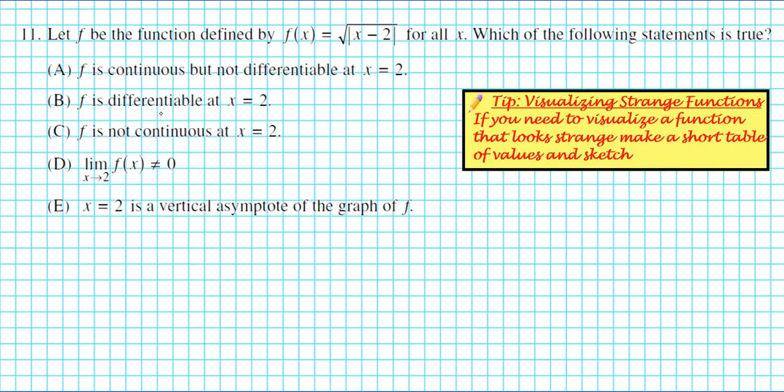If you take a look at the options that we have here, it's asking about continuity and differentiability at 2, differentiability at 2, discontinuity at 2, existence of a limit at 2, and the vertical asymptote at 2. So the focus is on what is happening with this function around 2.